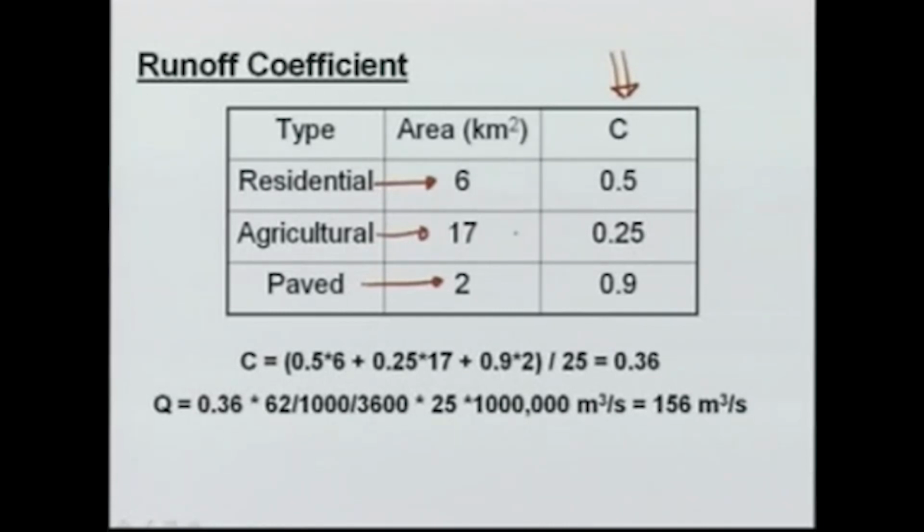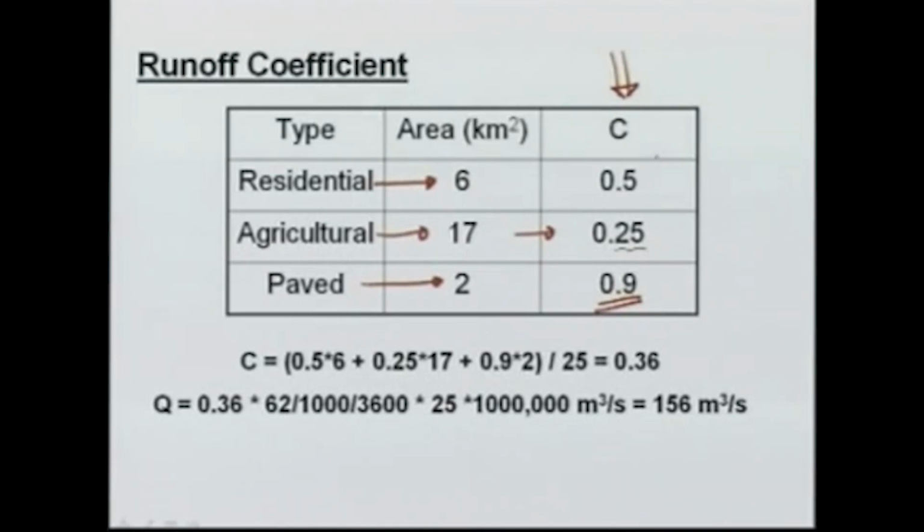Agricultural, it depends on the soil also. In this case, we may assume it to be a little sandy, and therefore, runoff coefficient C will be a little smaller. So, 0.25 is okay, and then for paved we can use a value of 0.9. The runoff coefficient is generally very high for paved areas, closer to 1. So, we will take a value of 0.9.